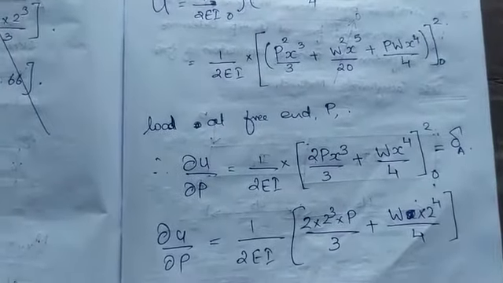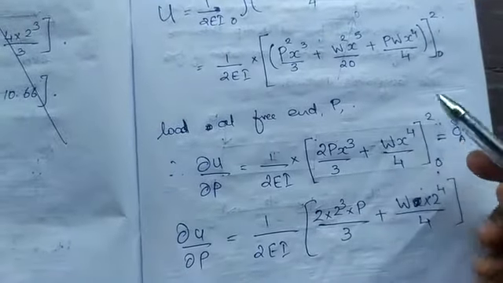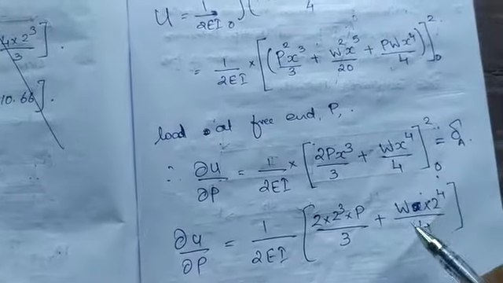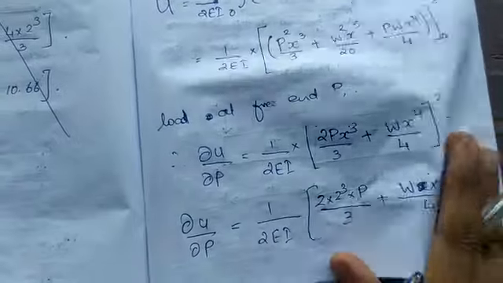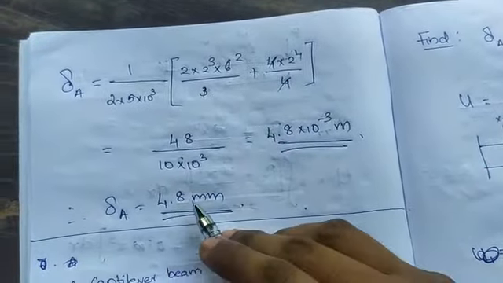Now applying the limits and the values. P you know, x is from 0 to 2, and W you know. You just apply the limits, and you will get delta A as 4.8 mm.